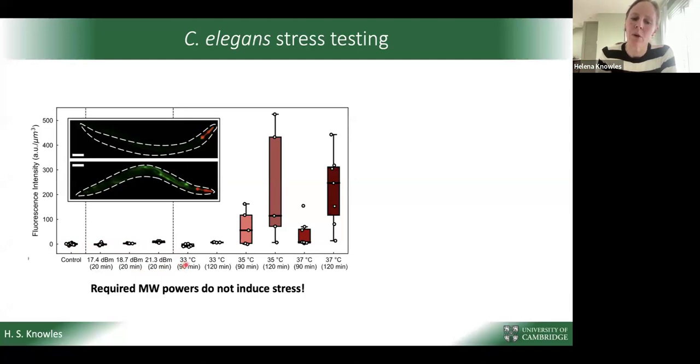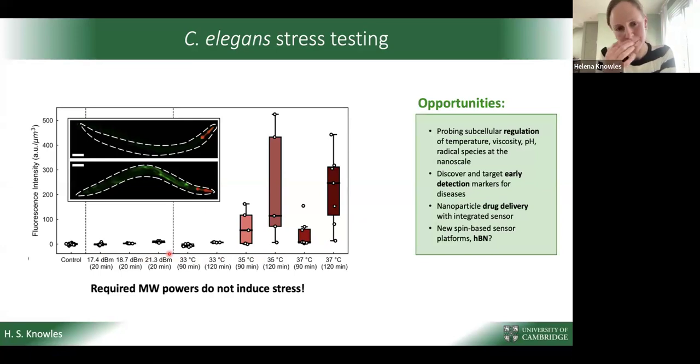And we can then also check what happens under a temperature shock, where we know that C. elegans worms are not very happy if you heat them up above around 35 degrees Celsius. And indeed, we see here that at 33 degrees, there's no green, but as soon as we go higher in temperature, you suddenly see this green cropping up. But the good news is that the microwave powers that we typically use for IODMR do not trigger the stress response. So again, we're good to go with this chip, and we can move ahead with our experiments.